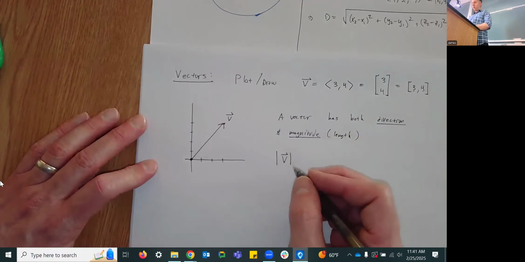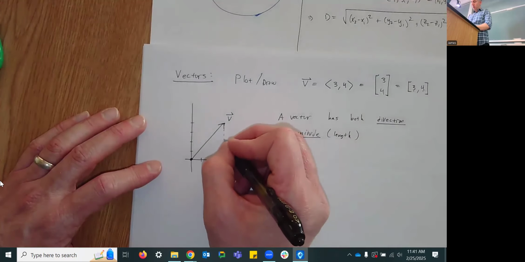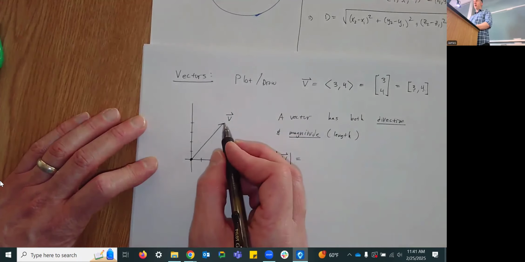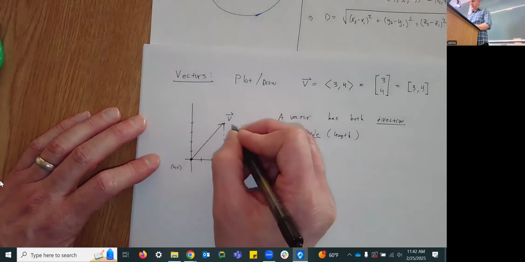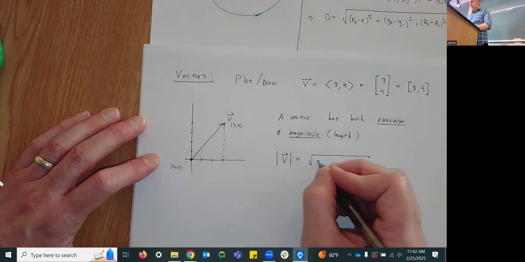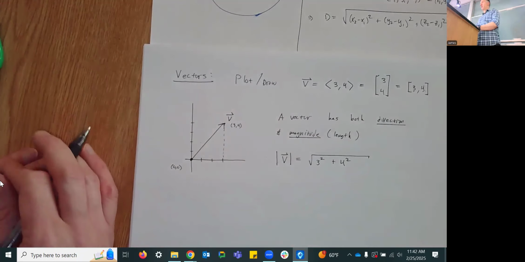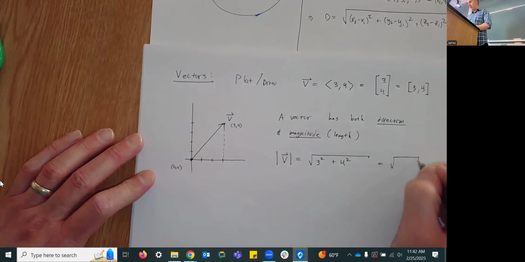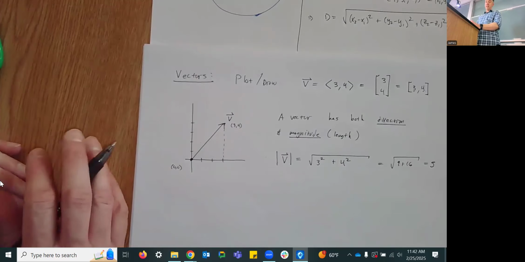So the magnitude of the vector is going to be, well, if I want to find the length of this segment, I'm just going to think about the distance formula, right? I'm going from (0, 0) to (3, 4). You could do it the hard way and think about it being the distance formula, or you could just say it's the square root of the components of your vector squared and added together. I don't really need to do 3 minus 0 squared plus 4 minus 0 squared. That's going to be the square root of 9 plus 16, which is the square root of 25, which is 5. So this vector has a magnitude or length of 5.